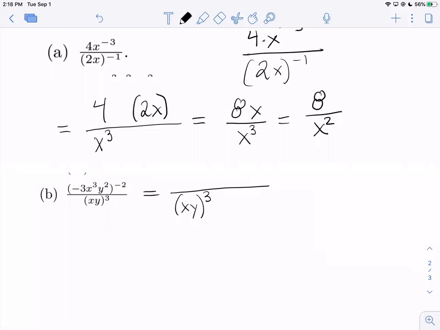When I remove an entire expression, I'm left with a 1, because I'm taking the reciprocal of it. So I'm left with a 1, and in the denominator, I'm going to have -3 x cubed y squared. But it's all now no longer -2, it's all squared.